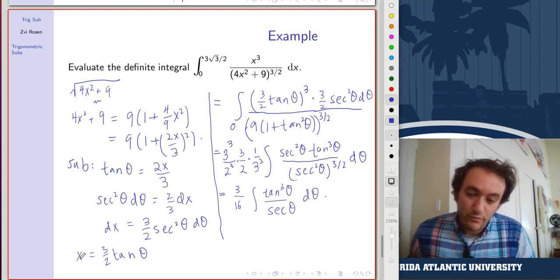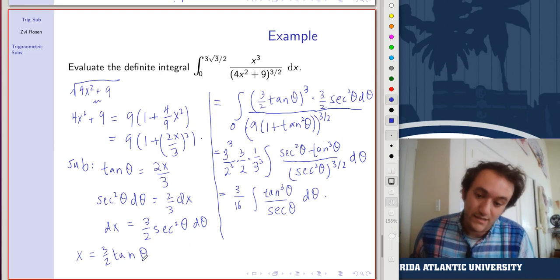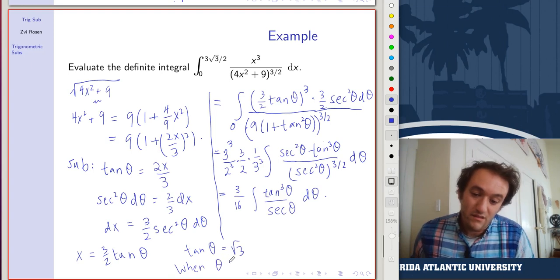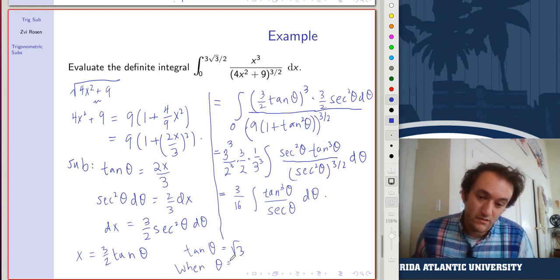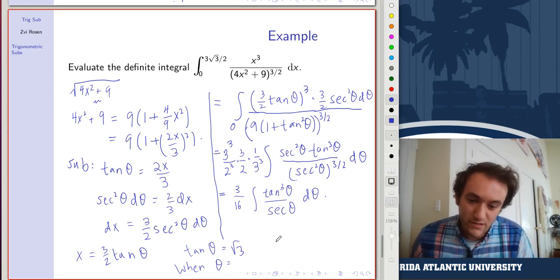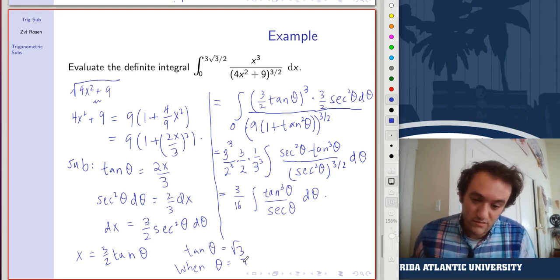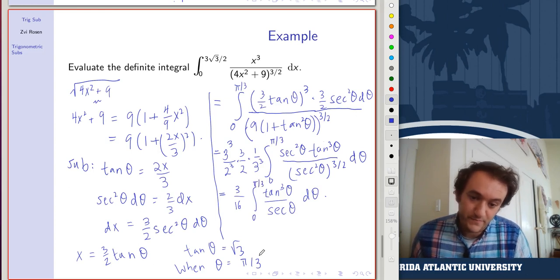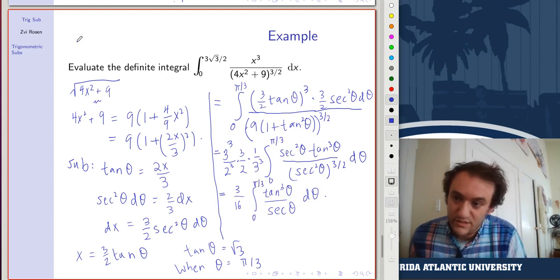Well, when x equals 3 root 3 over 2, that means tangent is root 3. Okay, so tangent theta equals root 3 when theta equals, and this is something you can check in your chart of the unit circle, pi over 3. So this goes up to pi over 3: 0 to pi over 3. Okay, now let's bring this integral to the next page.